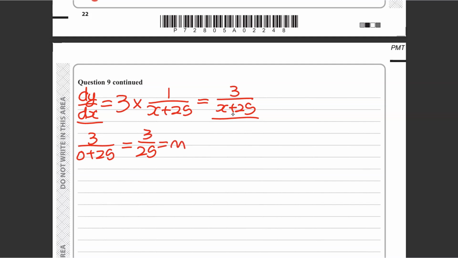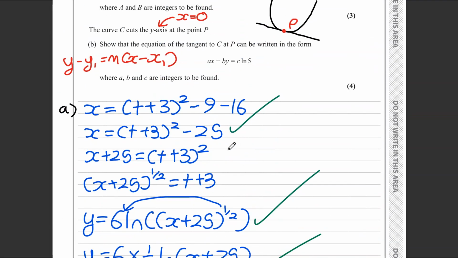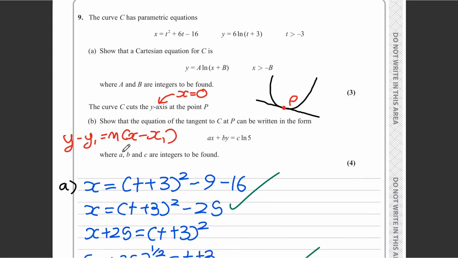So this is going to be the gradient of the curve at this point P, so therefore this is going to be the gradient of the tangent as well. So therefore we've got the gradient and we've got the coordinates of the point P, so we can use this for the equation of the tangent. So we can use this equation here.